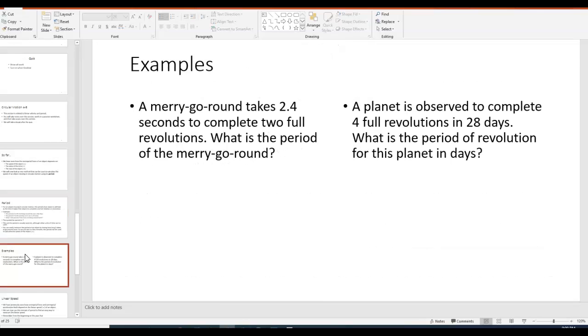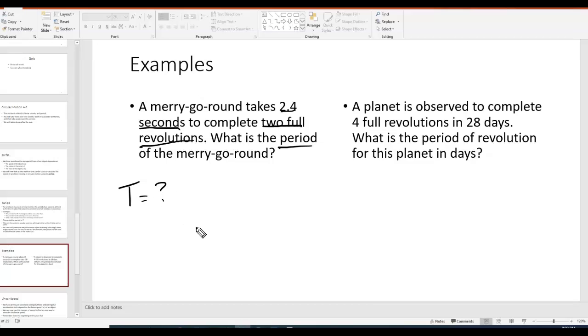Okay, so here are the examples. This first example says a merry-go-round takes 2.4 seconds to complete 2 full revolutions. What is the period of the merry-go-round? So remember, the symbol for period is a capital T, so that is our unknown.